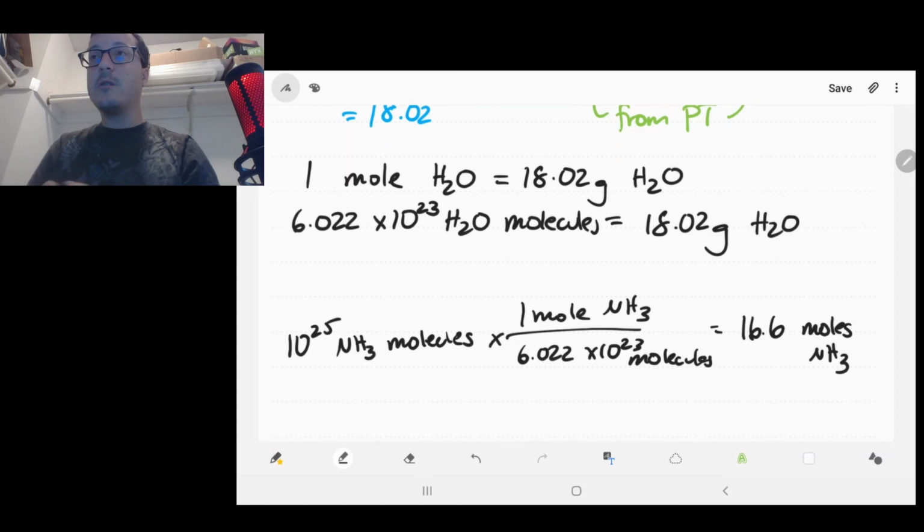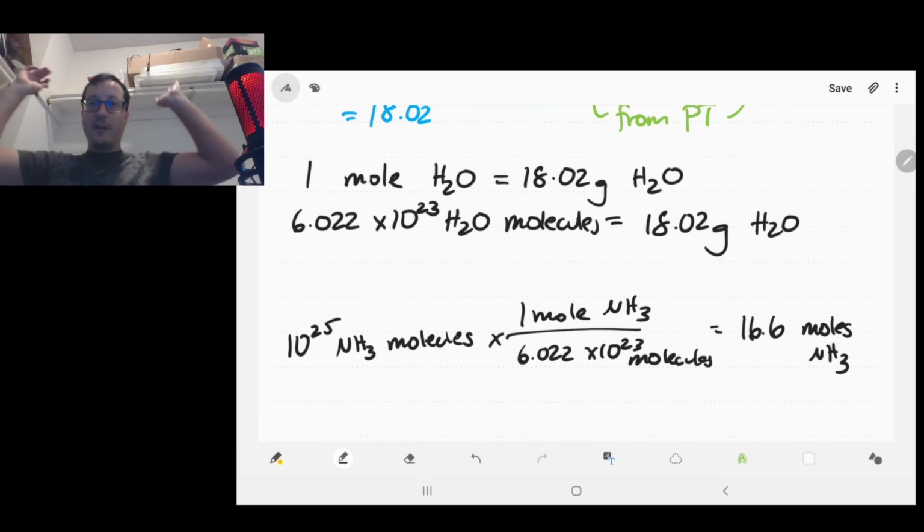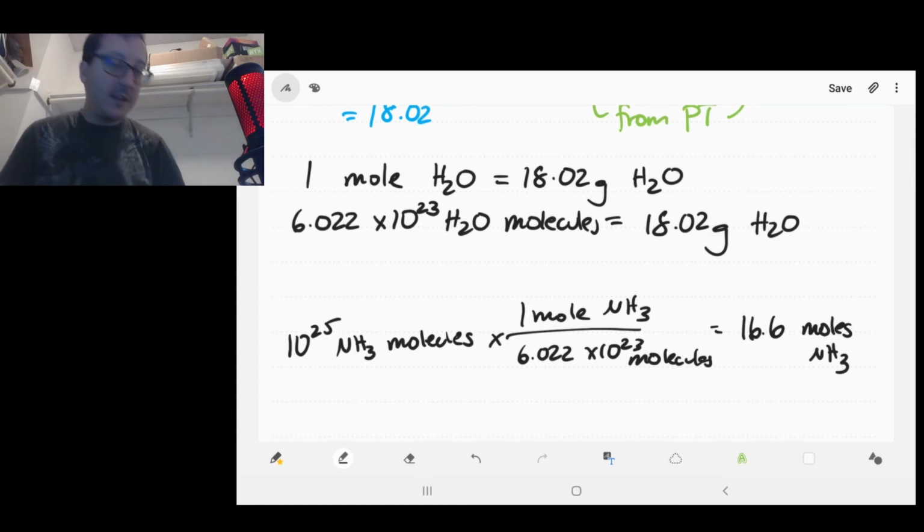And so if someone were to come up to you and say, I need 10 to the 25th power of these, or someone were to come up to you and say, I want 16.6 of these, a little bit easier to conceptualize the 16.6, right? Because who wants all these crazy molecules? Not so easy.